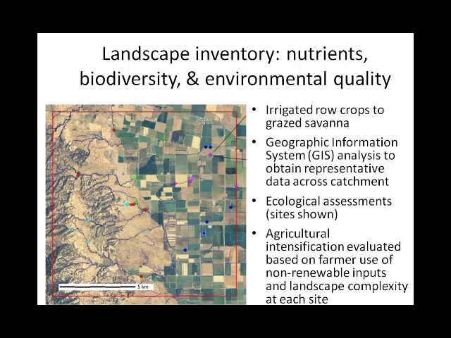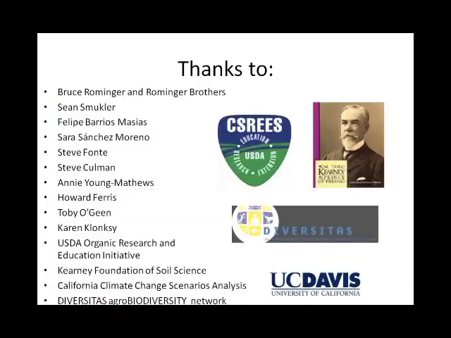And then we measured an index, essentially, of agricultural intensification at each one of the sites based on what the farmer used in terms of non-renewable inputs, how much tillage there was, and what the landscape complexity was at each site, using aerial photographs. I'm just going to give you an overview. Next slide.